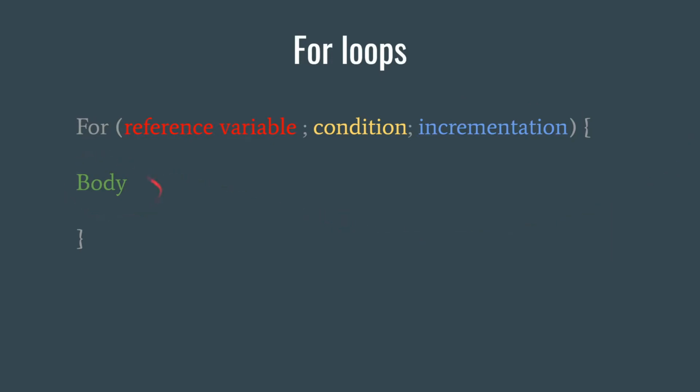Now this part of the code is the body, and this is where you're going to put all your functional code. So whatever that may be, you'll put it in here to execute each time the loop runs.